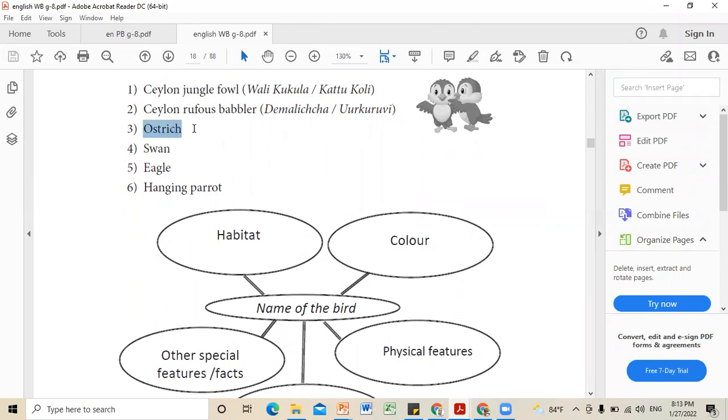Right, ostrich kiyanne kawuda kiyala dannawada? Hesperia. Yes, very good. And swan. Hansaya. Yes, very good. And eagle. Eagle is ukusa. Yes, very good. And hanging parrot. Parrot is single meaning of girava.